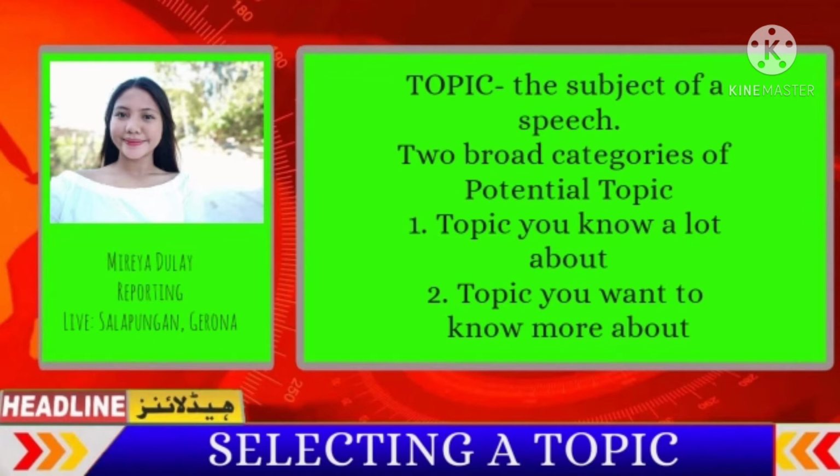Then there are two broad categories of potential topics. Number one is a topic you know a lot about. Number two is a topic you want to know more about. Most people speak best about subjects with which they are most familiar. For example, yung mga topic na nakaka-relate tayo, or nakaka-relate sa mga experience natin. Basta yung mga familiar, something that is familiar with us.